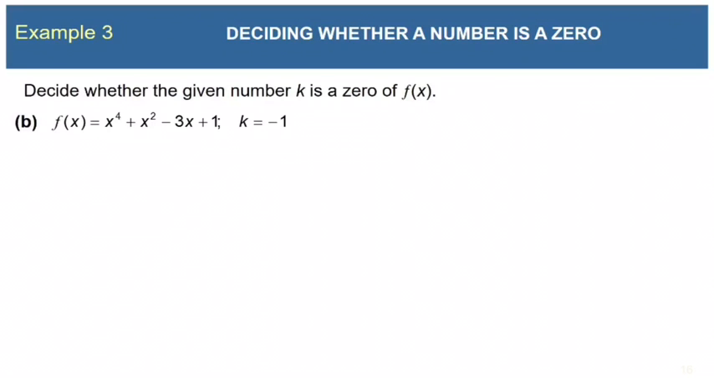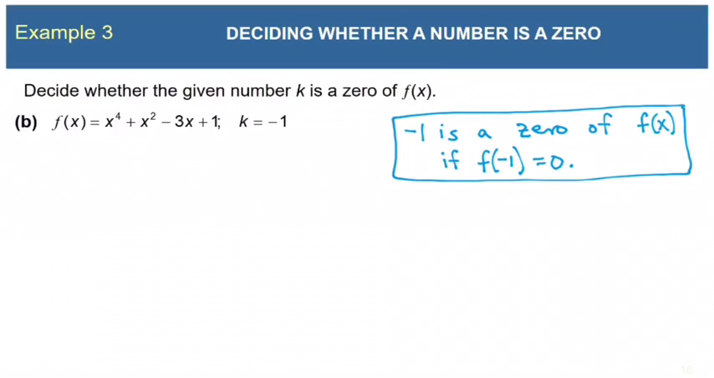So we'll note that negative 1 is a 0 of our function if f of negative 1 equals 0. So let's do the synthetic division. This time, notice we go from x to the fourth to x to the second. Our x to the third term is missing, so when I copied down my coefficients, I left a 0 here. Here's my coefficient for x to the fourth, x to the third, x to the second, x, and the constant.